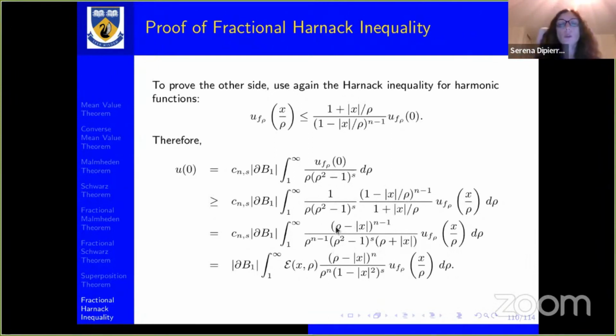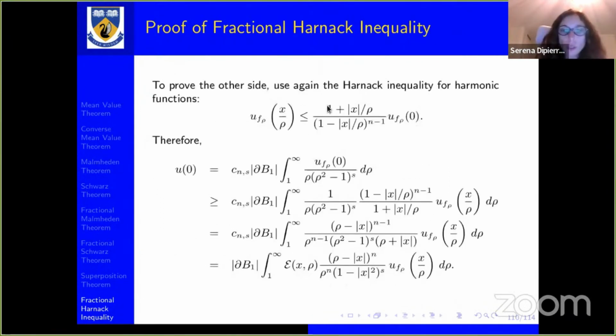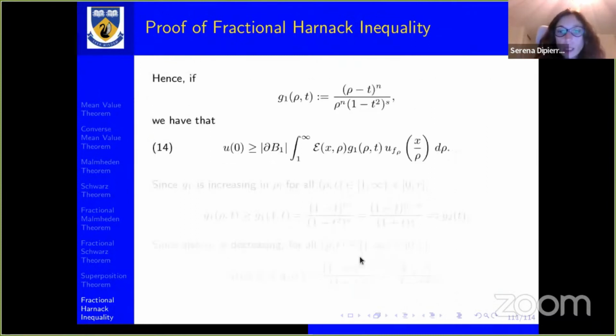And then the other thing that I want to do is isolate the kernel of x, rho, because at the end of the day, I want u of x somewhere. I already have the function here, but I want the kernel. So I have the kernel here, and then of course I will have to multiply and divide by something, and I will end up with an object of this type. And now this will be my function g, that I will call g1, just not to get confused with the first one. So g1 of rho, t, if t is the norm of x, is rho minus t to the power n, divided by rho to the power n, times 1 minus t squared to the power s. And then u of 0 is bigger than something of this type.